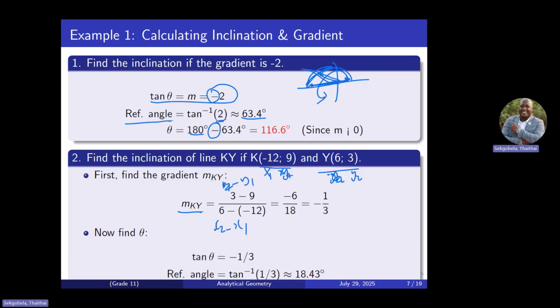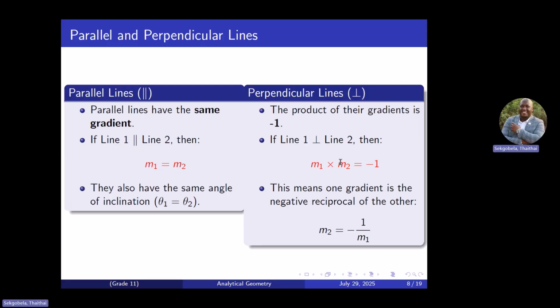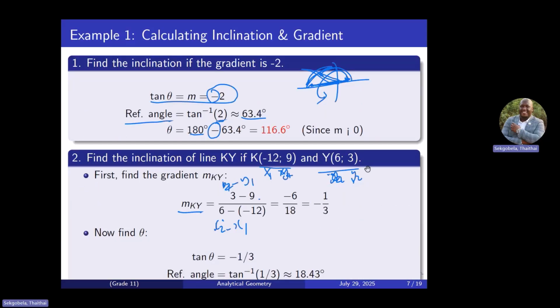So in our case, we can have it the other way around, where y2 is 3, which is fine, minus y1. And then we have this. You can either do it the other way around or this way. The answer will still be the same. Now, after finding our gradient, we can find the theta. Finding that theta, we can just go through, and you leave the negative, remember that.